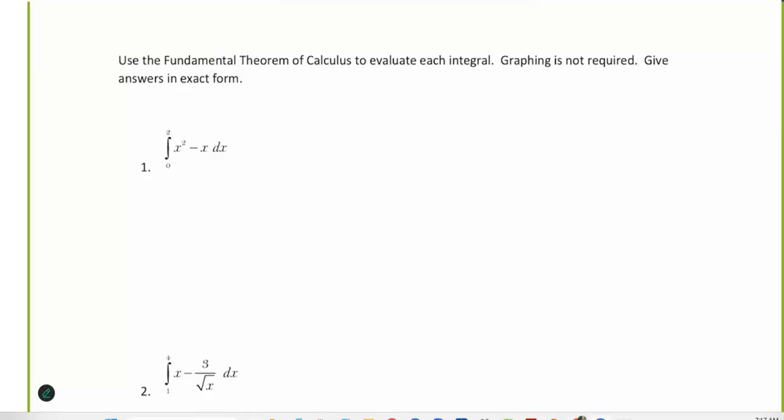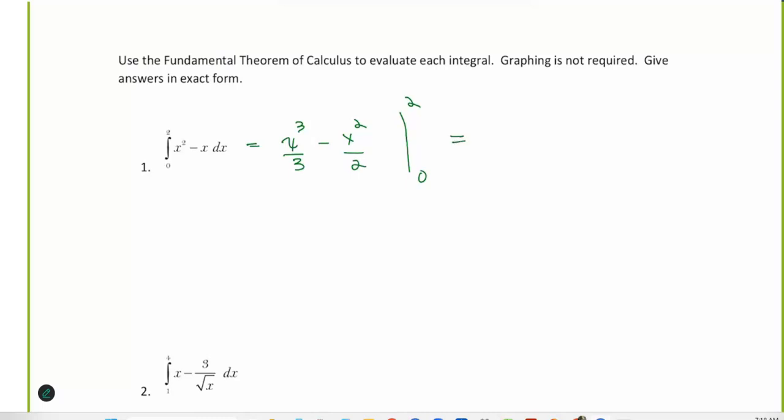So look over on this one. I'm going to take that anti-differentiation. I'm not going to graph this, and it says give answers in exact form. So this is going to equal x cubed over 3 minus x squared over 2, and you're going to evaluate that from 2 to 0.